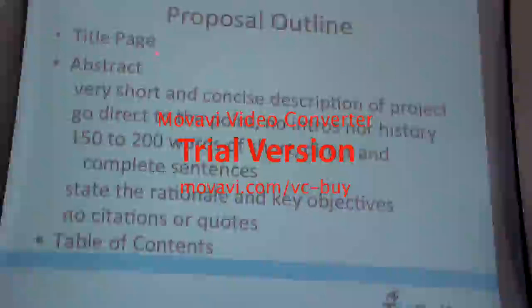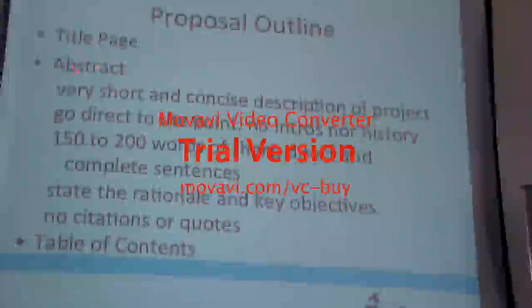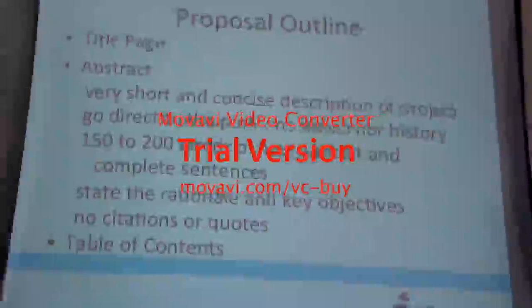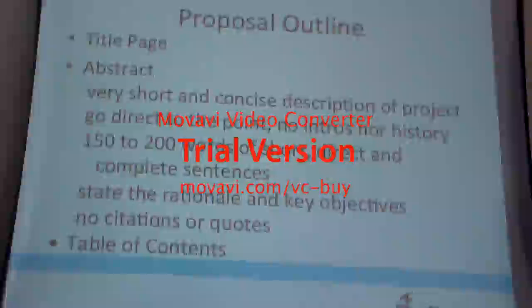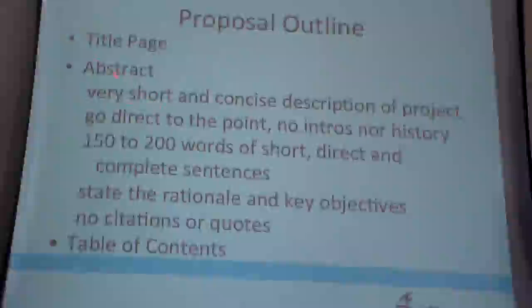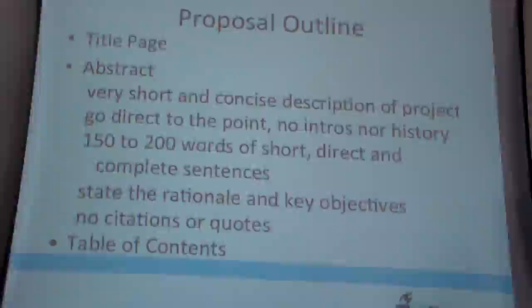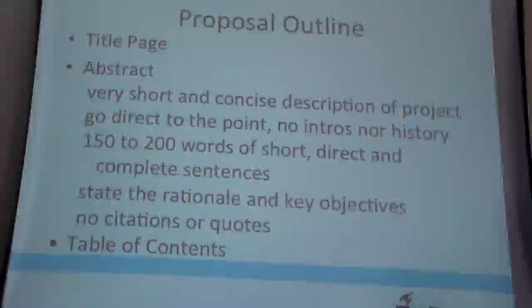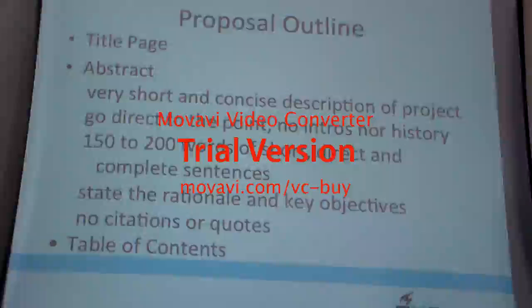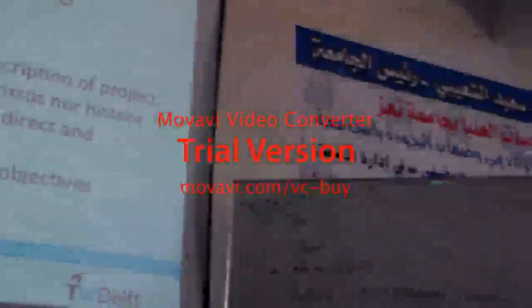Okay? After the title should be the abstract. The second page should be the abstract. Sometimes the table of contents is before the abstract, and in some universities, some schools, they put the abstract before the table of contents.